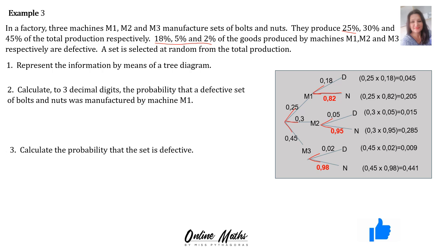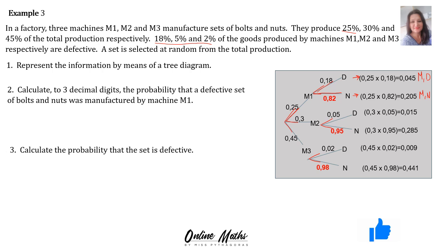Now, what happened here, let me just show you this one. If you go across with your branches, the outcome is M1 defective. And then it's 0,25 times 0,18. This next one, the second one, is machine 1 not defective, which will be 0,25 times 0,82.